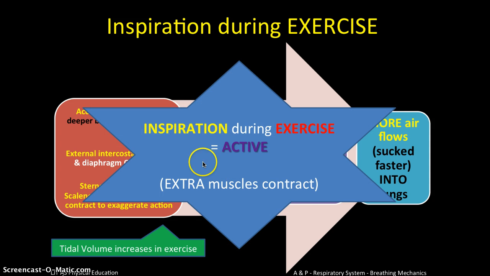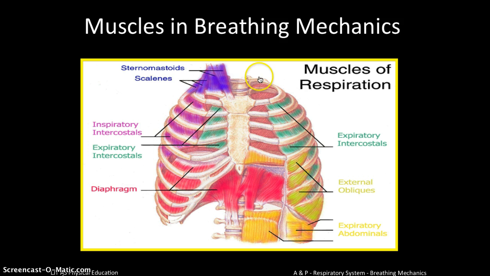And in summary, inspiration during exercise is active because all of those muscles make this happen. Just a little visual there. Here's where sternocleidomastoid is. There's scalenes. Pec minor's not on this, but again it shows the intercostal muscles which are situated between the ribs. And you can see we've got two layers.